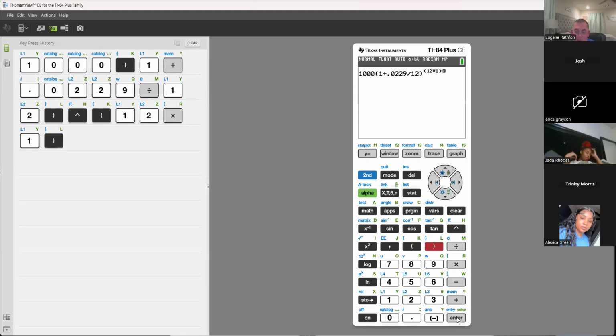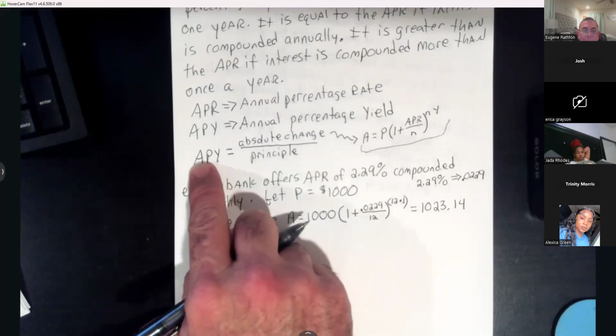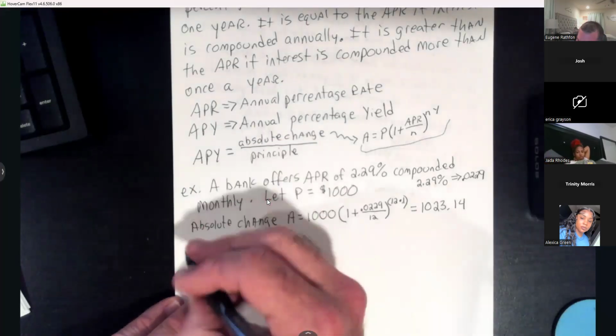All right, y'all, we hit enter. We get $1,023.14, since that's a 1 after that. So in 1 year, this account went up $23.14. All right, so now we're going to plug into this formula because we know how much it changed.